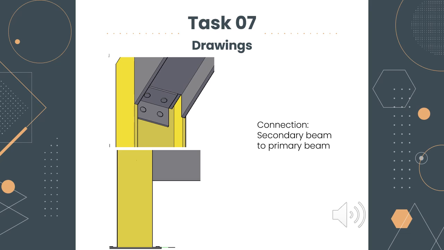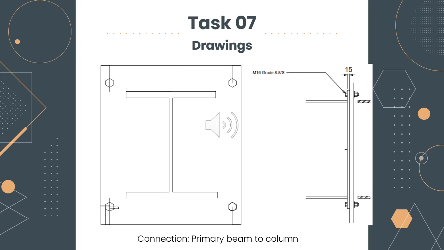This is the drawing for the connection for secondary beam to primary beam. The bolts used are M16 grade 8.8. This is the connection for the primary beam to column, where the steel plate size is 256 millimeters by 459 millimeters. Its thickness is 15 millimeters, and the bolt used is M16 grade 8.8.